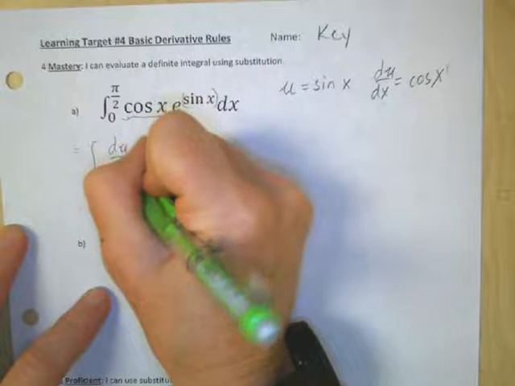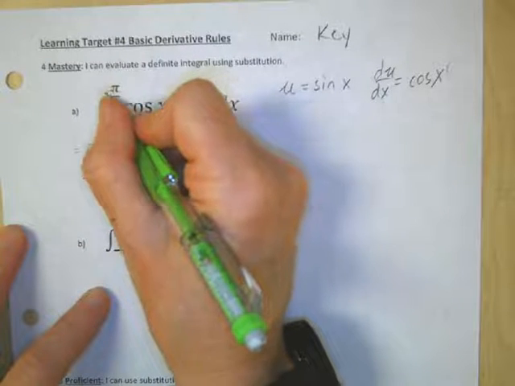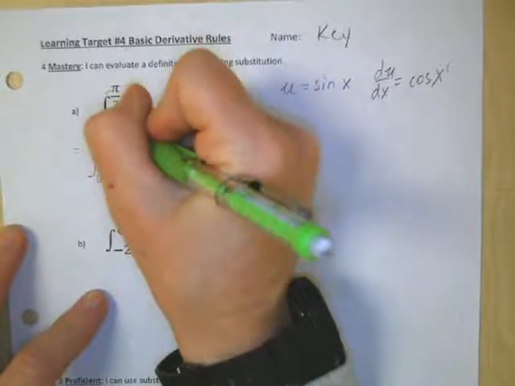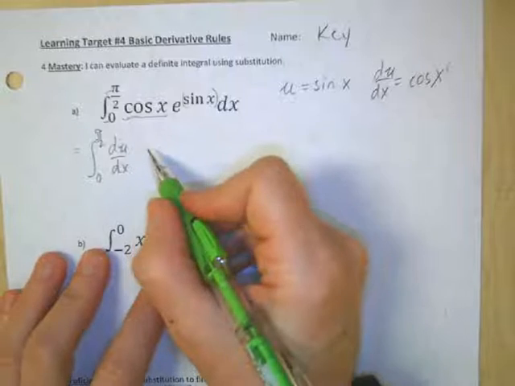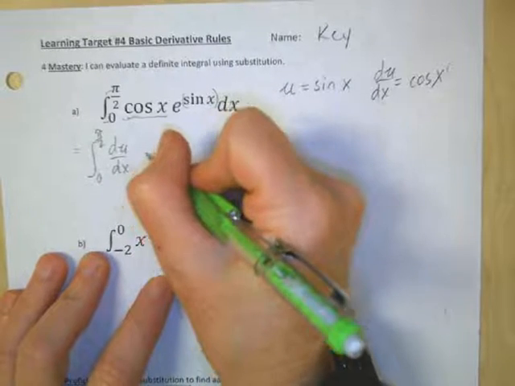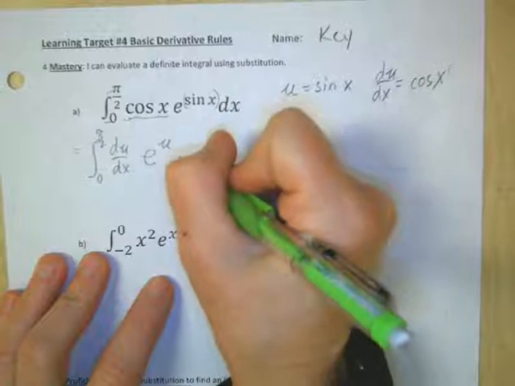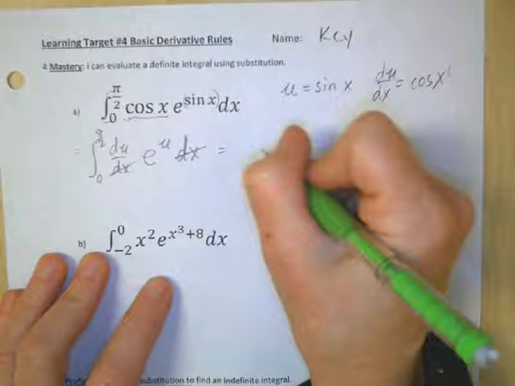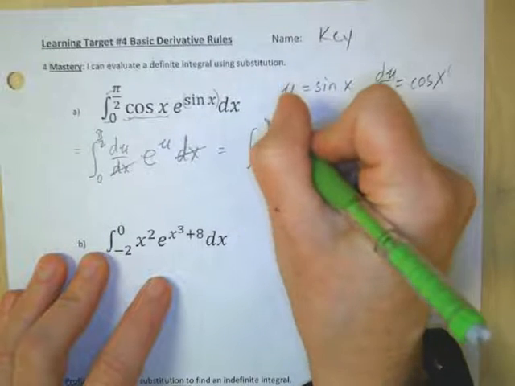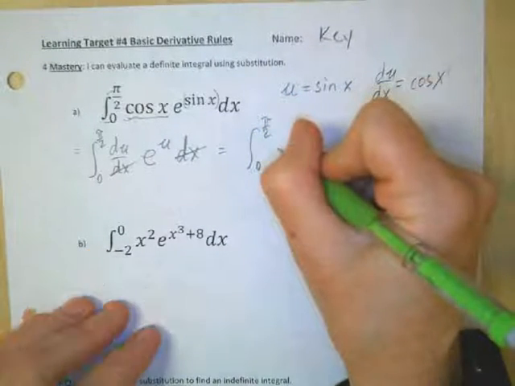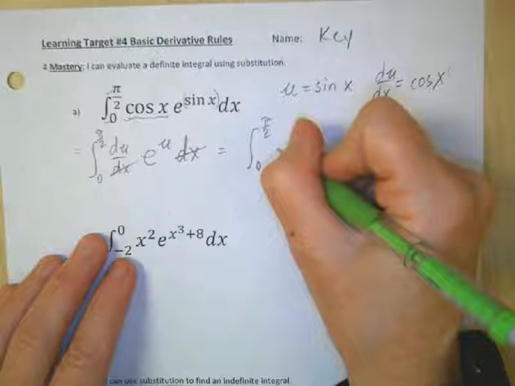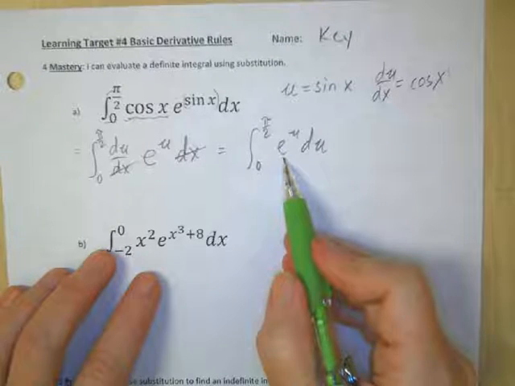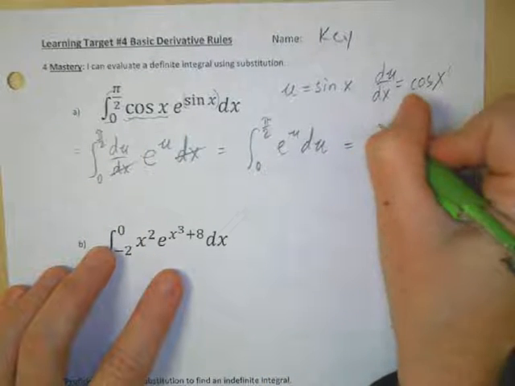This is kind of hard to tell, but this is the lower limit and this is the upper limit, 0 to pi over 2. I had a hard time with that font size there. Sorry about that. And then I have e to the u dx. The dx's cancel out. And I'm left with, from 0 to pi over 2 of e to the u du. The antiderivative of e to the u is just e to the u.